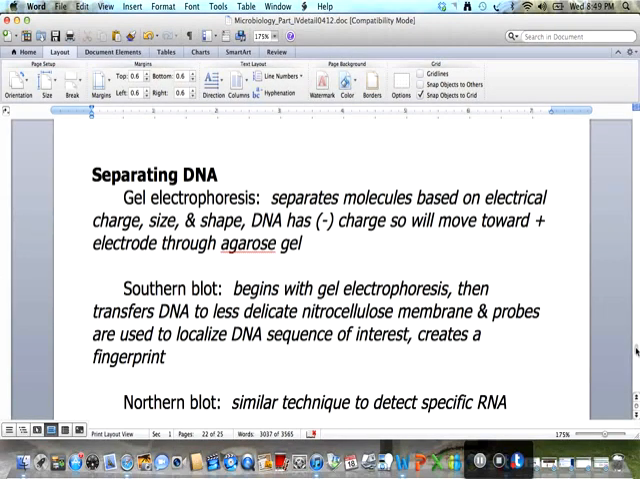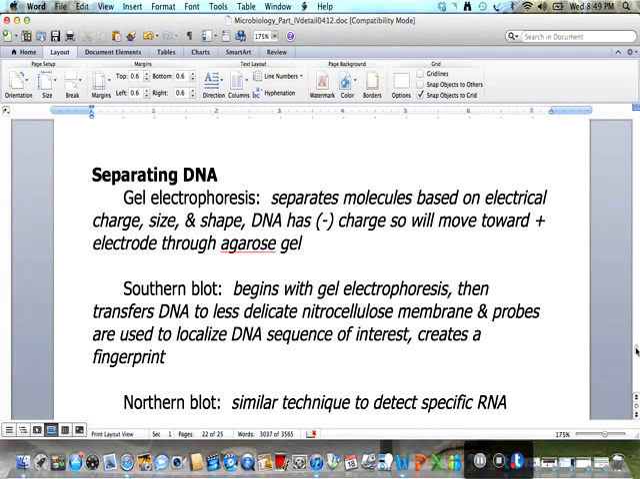In some cases, it is necessary to separate DNA. Gel electrophoresis separates molecules based on an electrical charge, size, and shape. DNA has a negative charge, so it will move towards the positive electrode through the agarose gel. The smaller the fragment, the faster it will move through the gel.